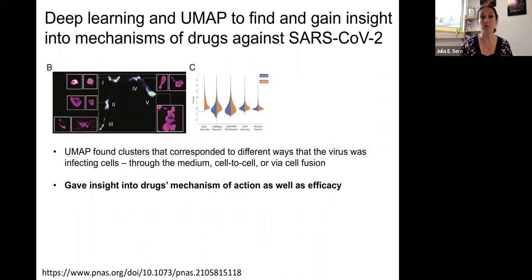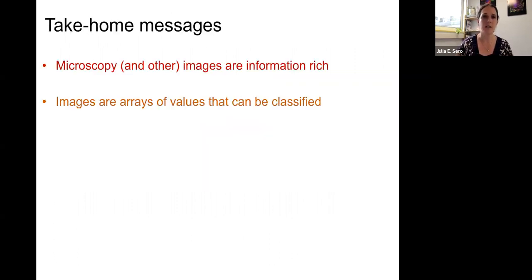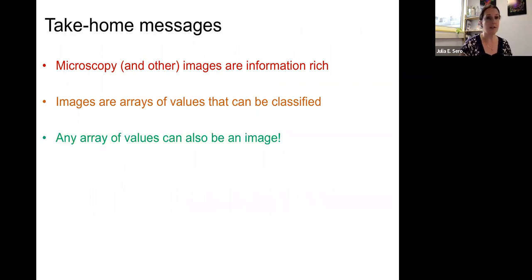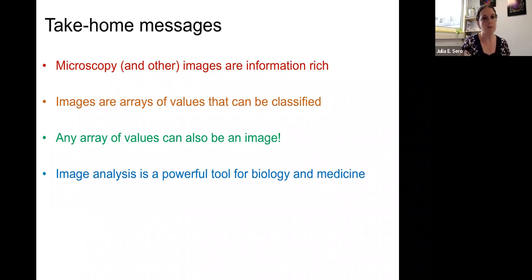So I think this is a really powerful technique if you want to not just do a screening and get a yes or no answer, but actually do a bit of a deep dive into what are we seeing? How does this actually work? So, take-home messages: microscopy and any other images are information rich. Images are arrays of values that can be classified, and any array of values could also be an image and vice versa. And this is a really powerful tool for biology and medicine, and other kinds of science too.